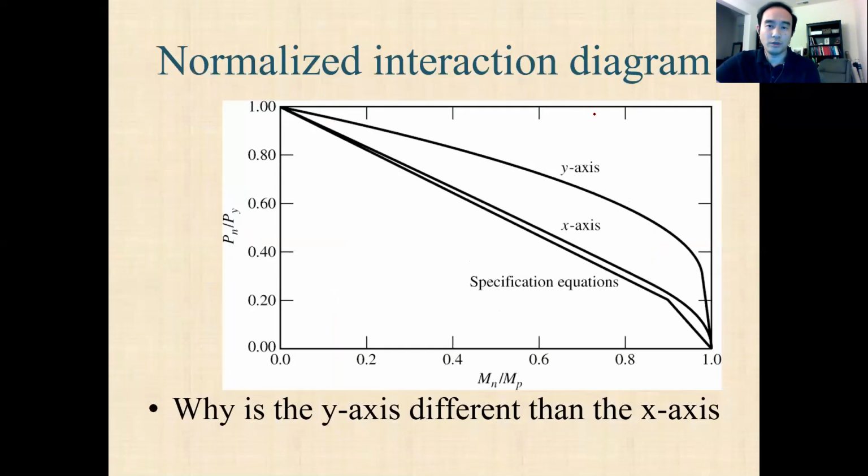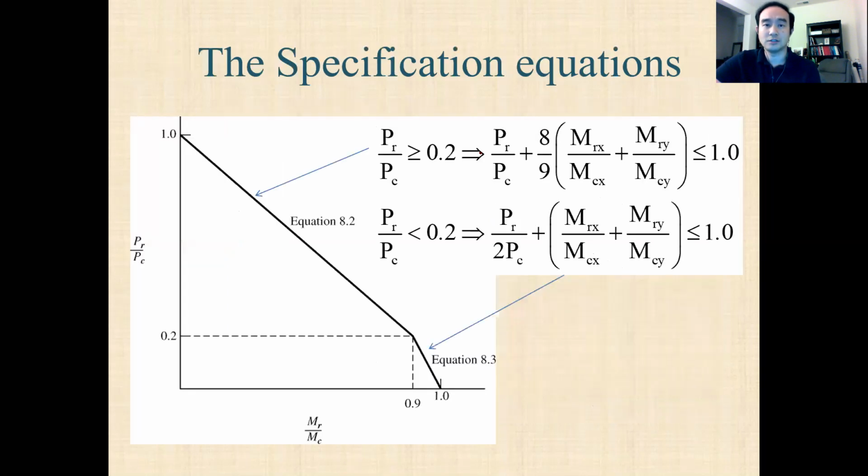So when we develop the normalized interaction diagram based on the ratio Pn, in this case, this is the ratio between the capacity and demand. This is the ratio between capacity and demand for the moment, and we have an x and y axis curve. AISC normalized the interaction diagram and simplified it into two branches of single linear straight lines. So this is the final result.